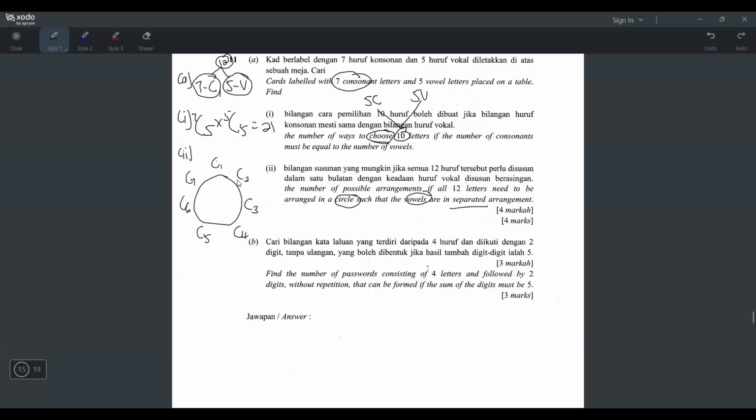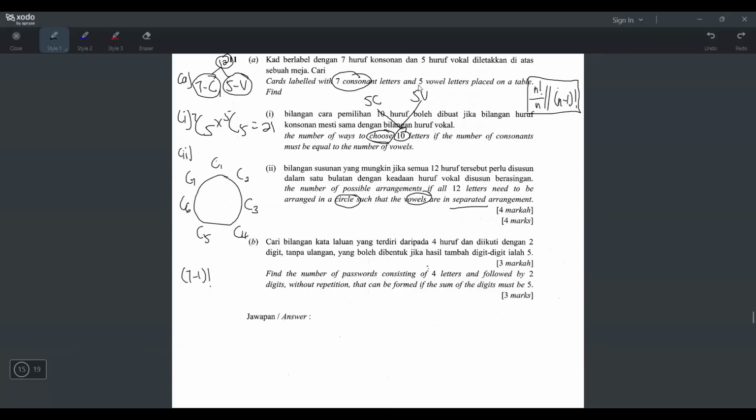The number of ways to put in the consonants, because you have 7 consonants and you want to arrange them in a circle, would be 7 minus 1 factorial. For circular permutation, the formula is n factorial divided by n, or you can also use n minus 1 factorial. This is the formula when you want to arrange in a circle. You can use either one, it's the same. But I use n minus 1 factorial, so it's 7 minus 1 factorial. It means the number of ways to arrange 7 consonants in a circle is 7 minus 1 factorial.